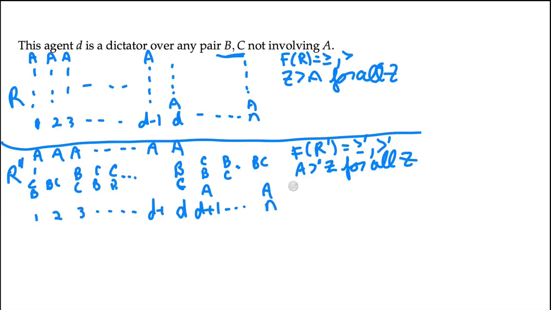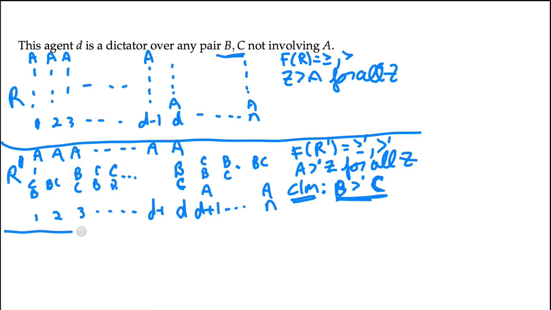And our claim is, I want to prove that in fact society has to rank B strictly ahead of C. So under this profile R prime, society has to rank B strictly ahead of C. So we're in a situation where the only thing we know about the relative ordering of B and C is that voter D ranks B strictly ahead of C, and we're going to argue that society has to match. So how are we going to argue that?